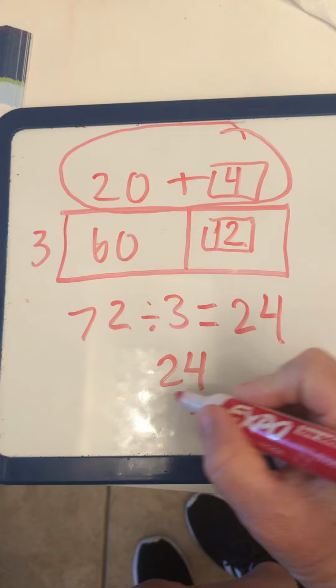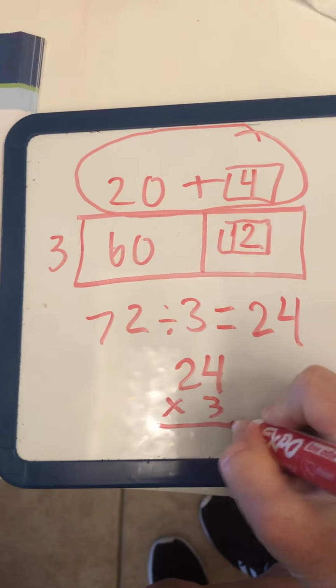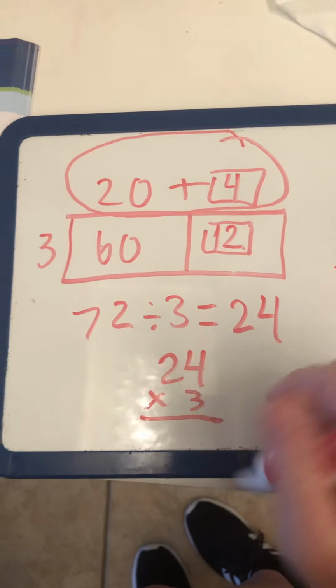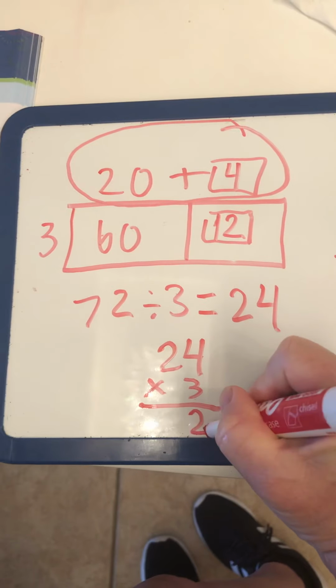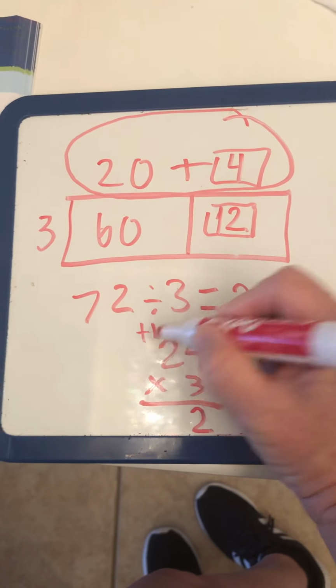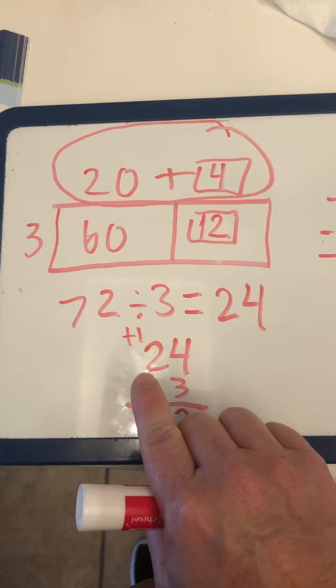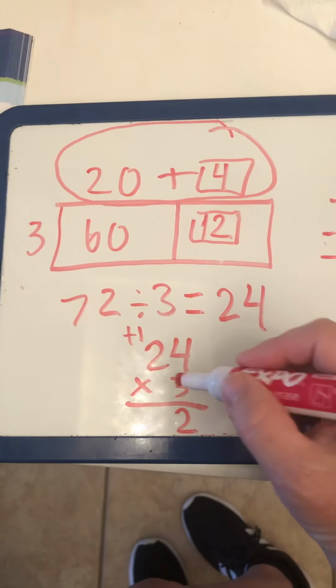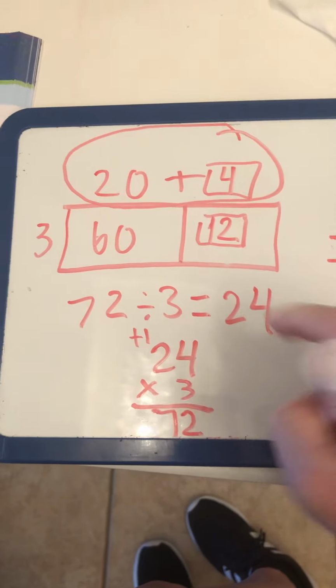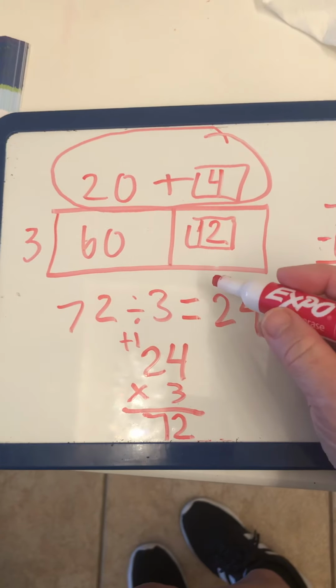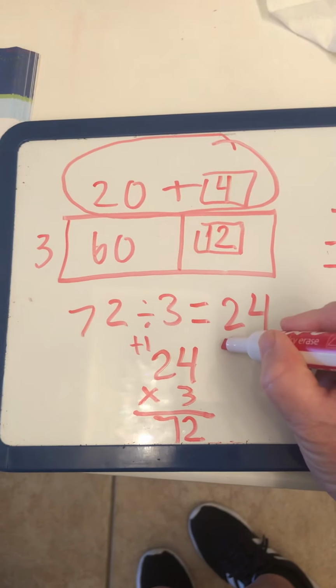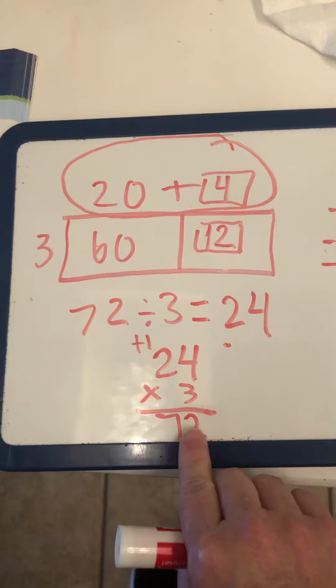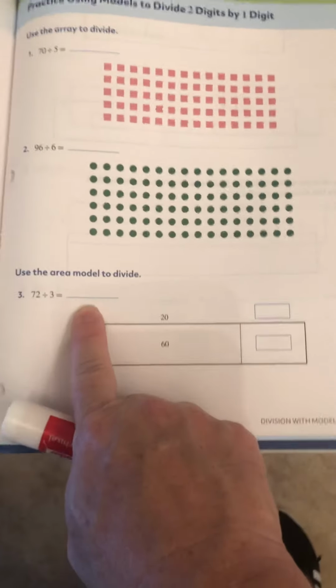So if I'm doing this real quick, let's say I'm using the algorithm. 3 times 4 is 12. I carry my plus 1. 3 times 2 is 6, plus 1 more is 7. So yes, I know that 24 is the correct answer because that is 72.